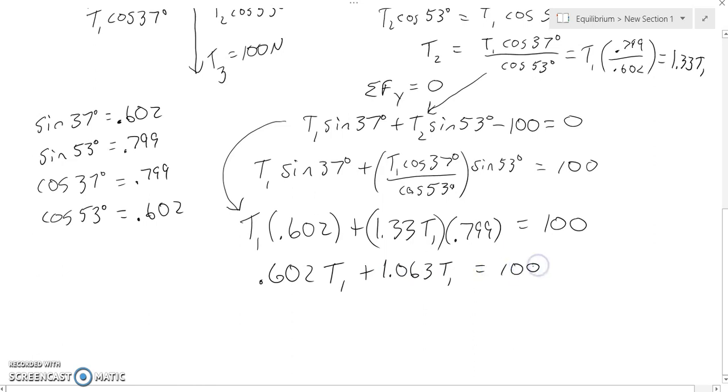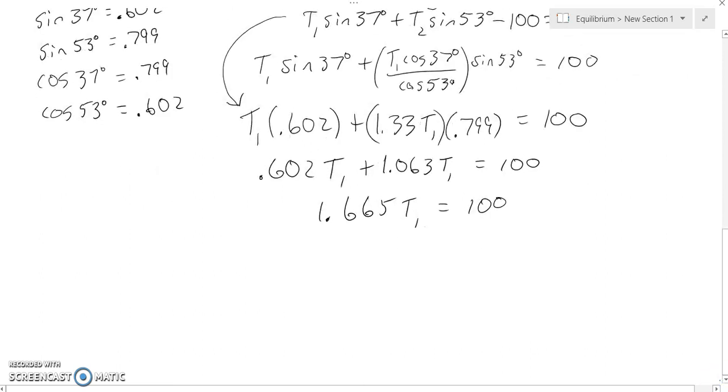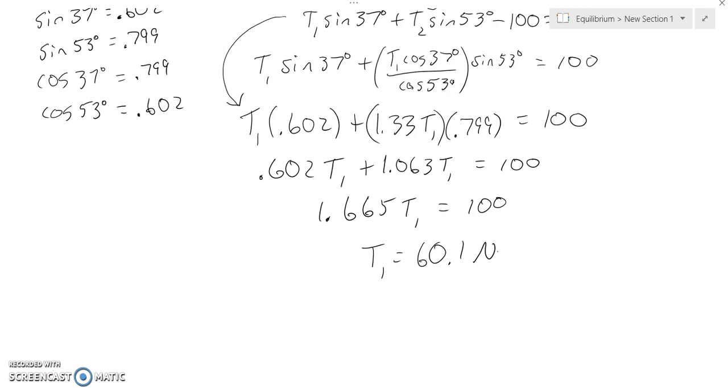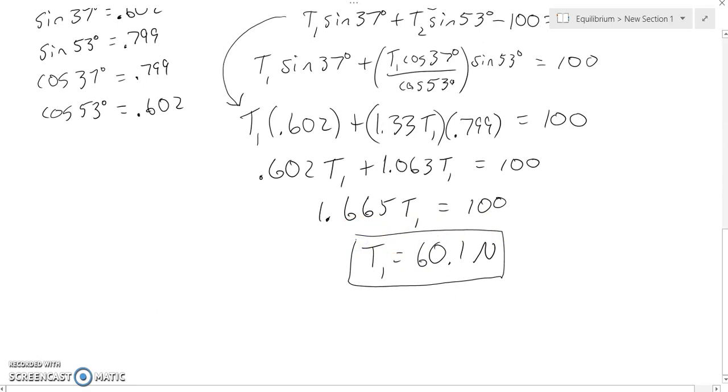T1 equals 100. So now we can just add these two. So we'll get 1.665 T1 equals 100, and then divide by that 1.665. So T1 should be about 60.1 newtons. Alright, now you may get slightly different numbers depending on where you round, and I've rounded a little bit throughout here, but you should get pretty close to that number. I think without rounding you get about 60.9 newtons. I got 60.1, really similar.